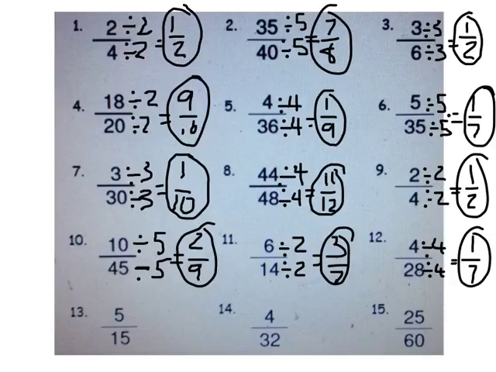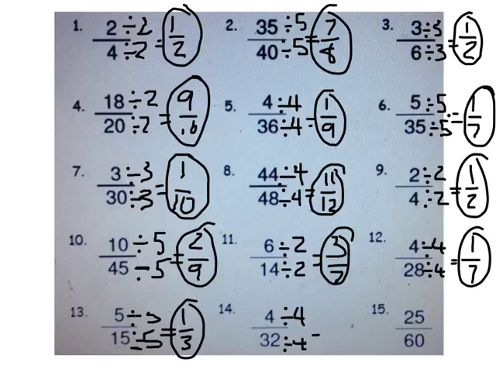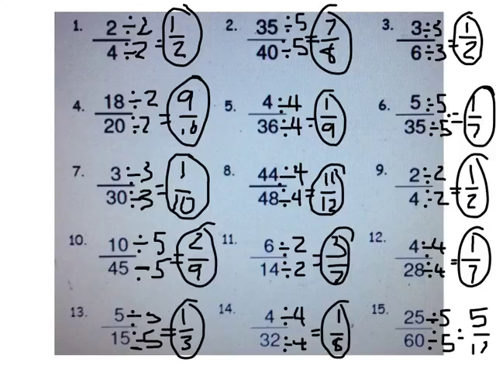Write 5/15 in simplest form. 5 goes into both. The correct answer is 1/3. Write 4/32 in simplest form. 4 goes into both. The correct answer is 1/8. Write 25/60 in simplest form. 5 goes into both. The correct answer is 5/12.